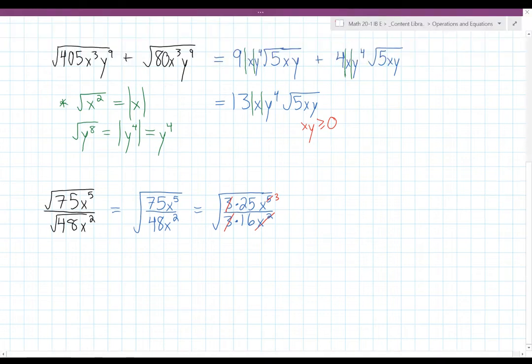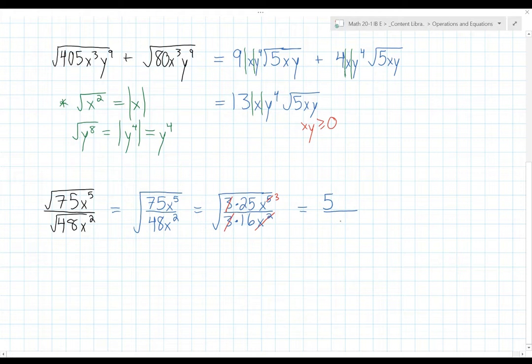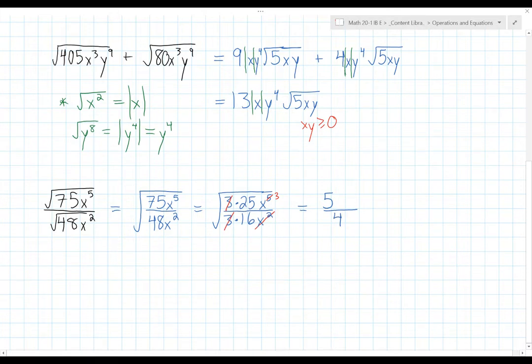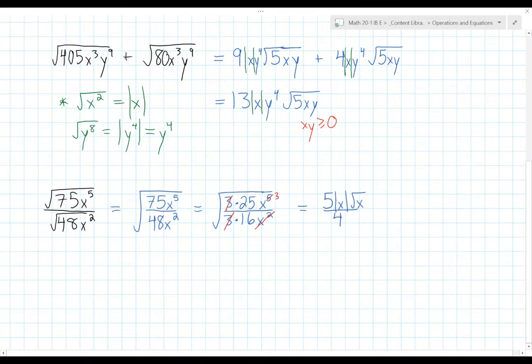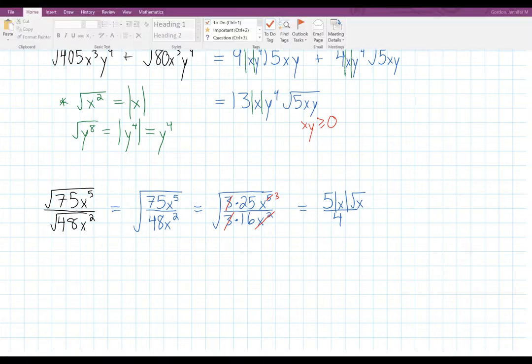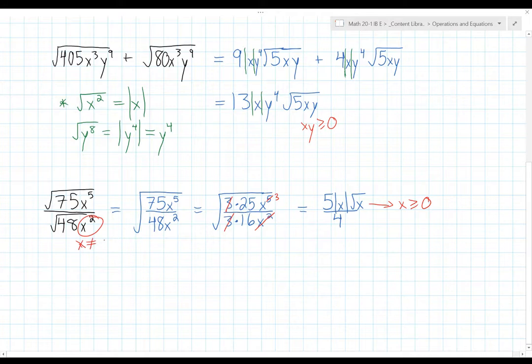So now, square root of 25 is 5. Square root of 16 is 4. And I have the square root of x cubed. Well, x cubed is x squared times x, so I have a perfect square that I can pull out, technically absolute value of x, times the square root of the x that is left over, because I have an odd power of x at the end. Now if I think of restrictions, well, x has to be greater than or equal to 0. However, because I did have an x in the denominator, x cannot equal 0.